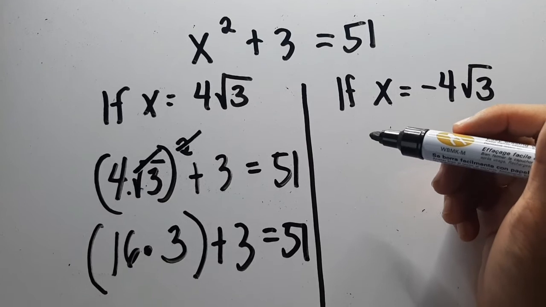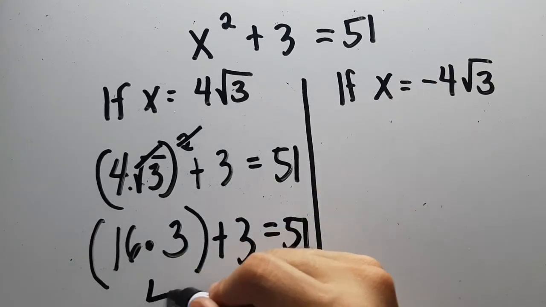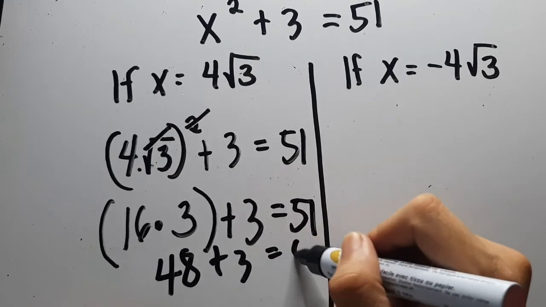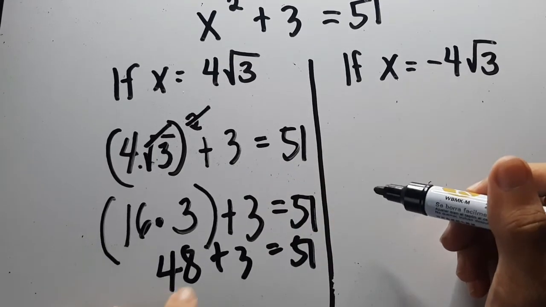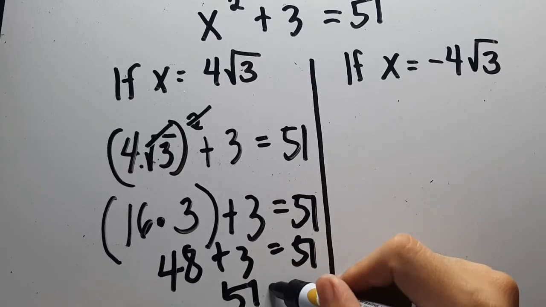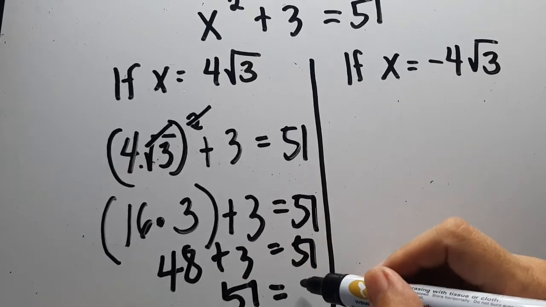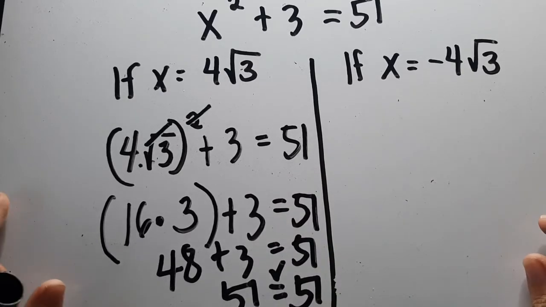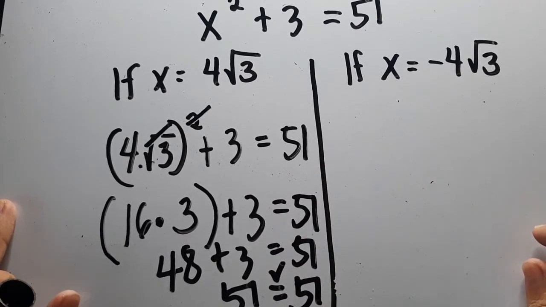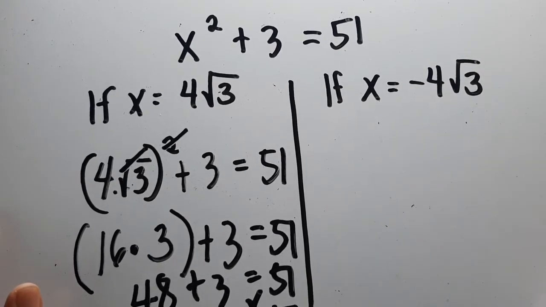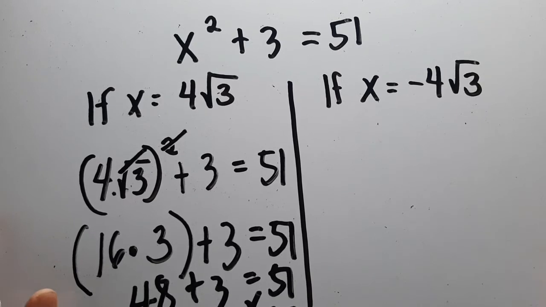16 times 3 will become 48. Plus 3 is equal to 51. So, we have 48 plus 3 is equal to 51. 51 is equal to 51. So, the first root is correct. The solution for the first root is correct. Now, let us proceed to the other root, which is x is equal to negative 4 square root of 3.